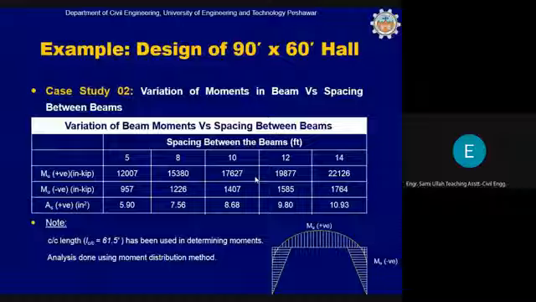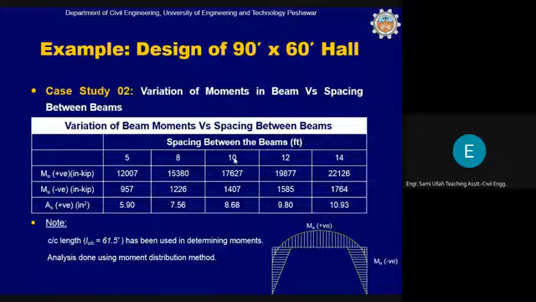8 feet spacing will give us these values. 10 feet we know already. 12 feet will increase the bending moment, will increase the negative bending moment, will increase the reinforcement. And 14 will increase it substantially, 10.93. And imagine if you make this 20 feet. So 20 feet will give us around 15 square inch of reinforcement.